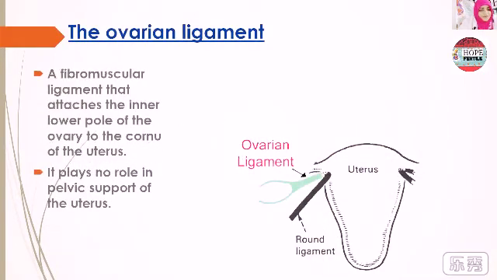So when it comes to the ovarian ligament, it is the fibromuscular ligament that attaches the inner lower pole of the ovary to the cornu of the uterus. It plays no role in pelvic support of the uterus.